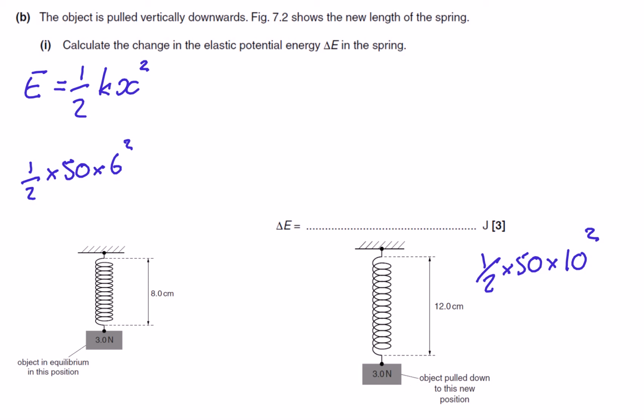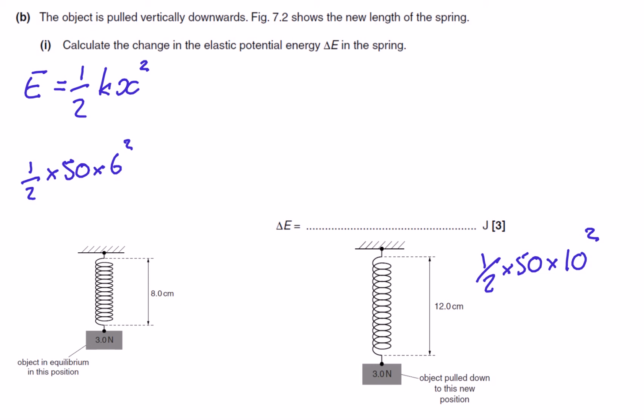Quite a common thing to do is people just find the difference in the extensions and they square that. That won't work. You've got to work out the potential energy at this point and the potential energy at this point. If you were to go, well, this one's extended by 4 centimeters more, therefore a half times 50 times 4 squared, that will not give you the correct answer, because when you find this and you find this, it doesn't give you the same answer as when we do it as 4 squared.